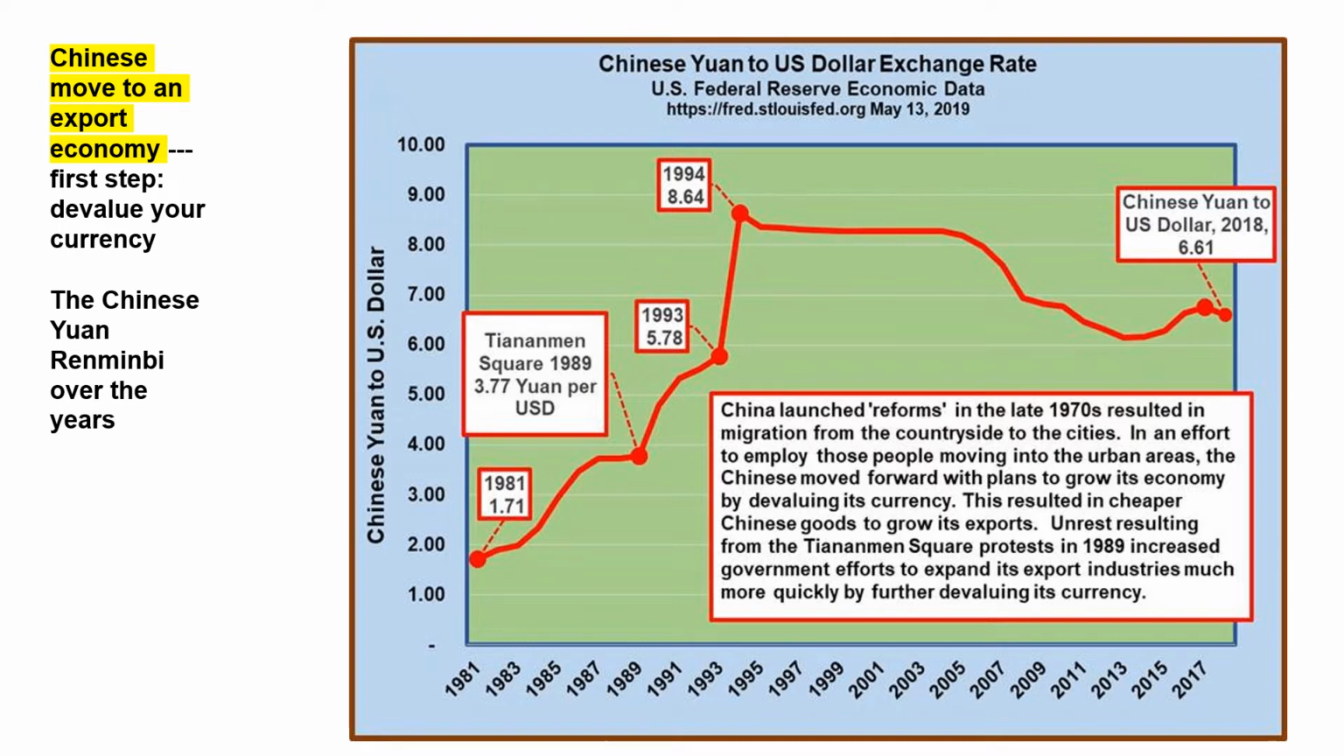So they purposely did this. They devalued their currency. In 1993, we're looking at 5.78. Remember, the higher the number, the lower the value of the yuan compared to the dollar. In 1994, it was up to 8.64 yuan per dollar. In 2018, 6.61. And I think we're still at about 6 yuan per dollar today, or thereabouts. And we'll get back to that in a minute.